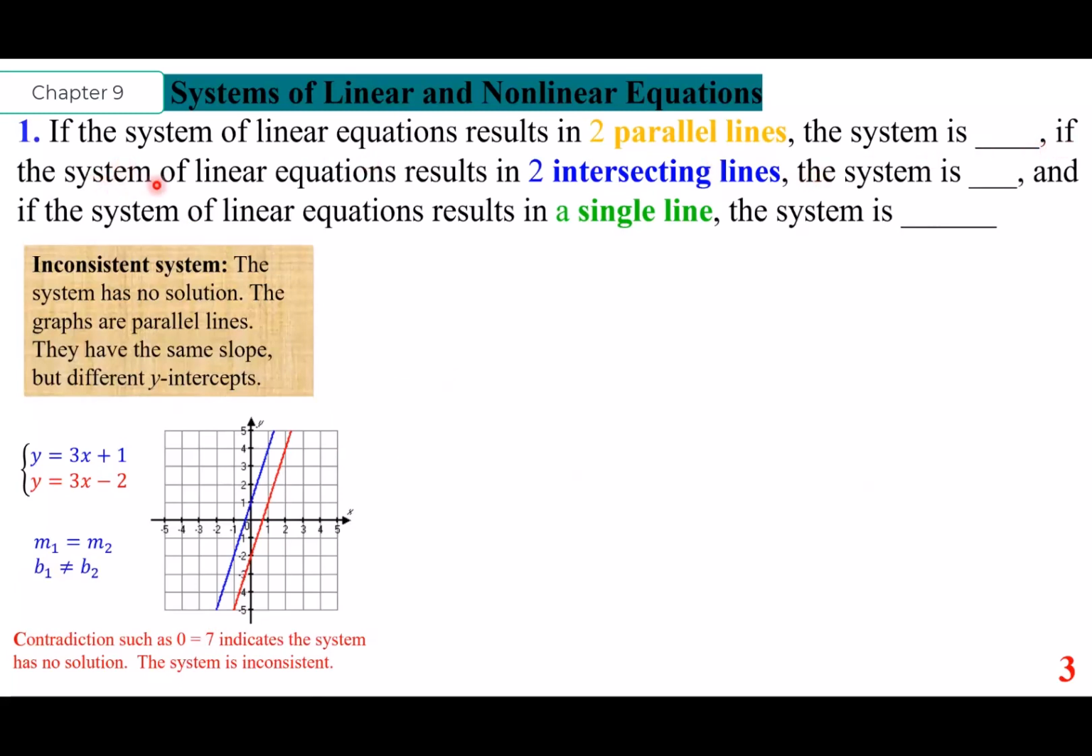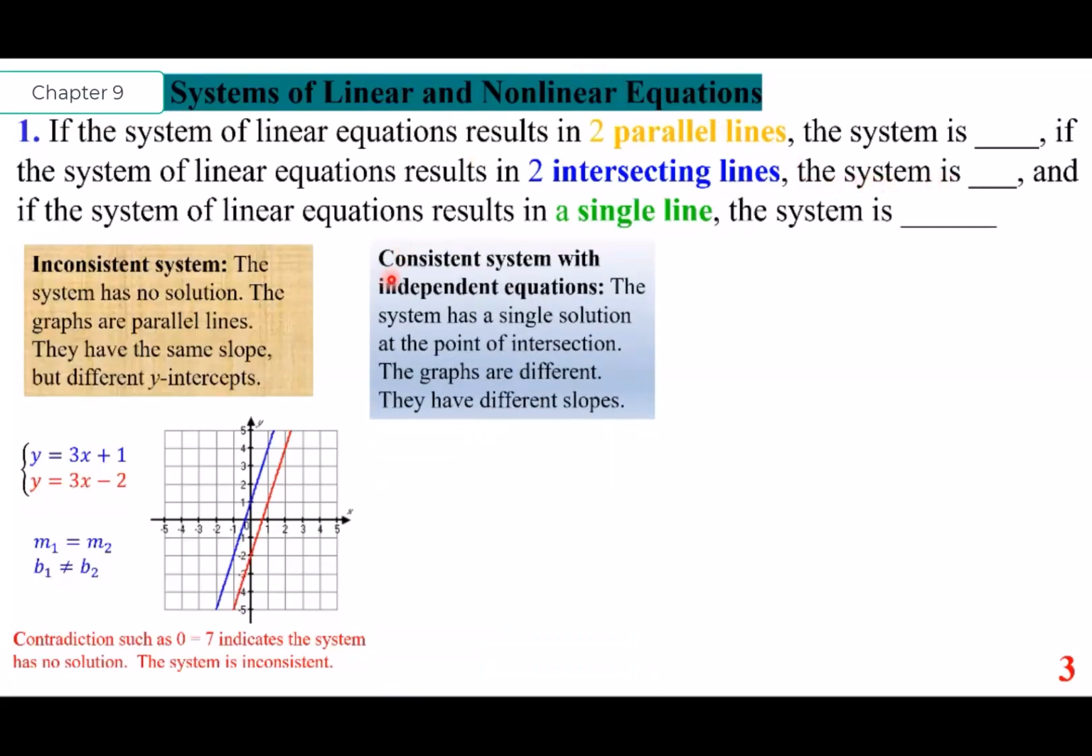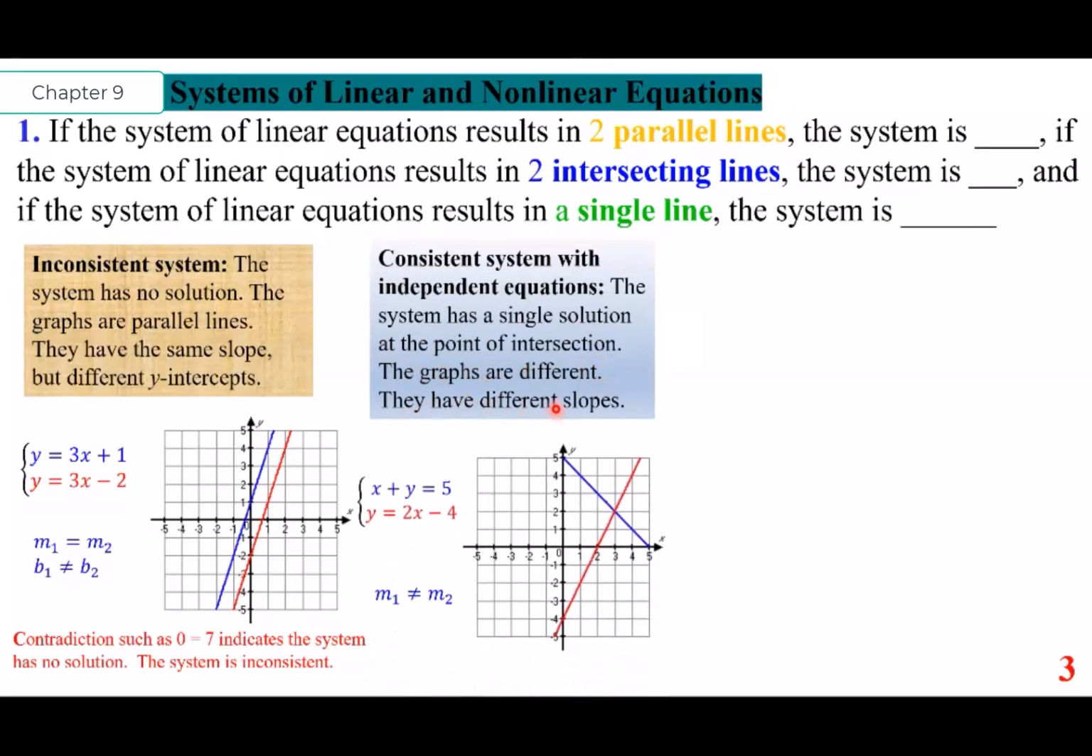If the system of linear equations results in two intersecting lines, the system is consistent with independent equations. The system has a single solution at the point of intersection. The graphs are different. They have different slopes. M1 is not equal to M2. They must intersect at a single point, and that is the solution.